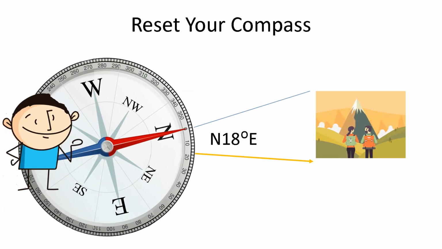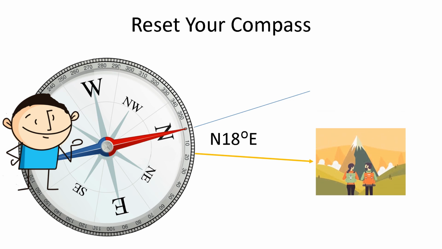Reposition your compass by finding north. This time, you are facing north, 18 degrees east. Now, you are facing northeast.